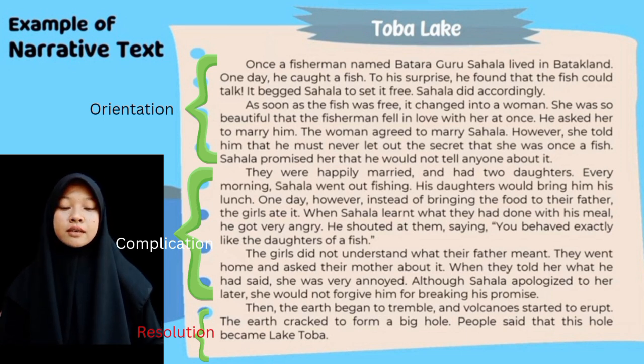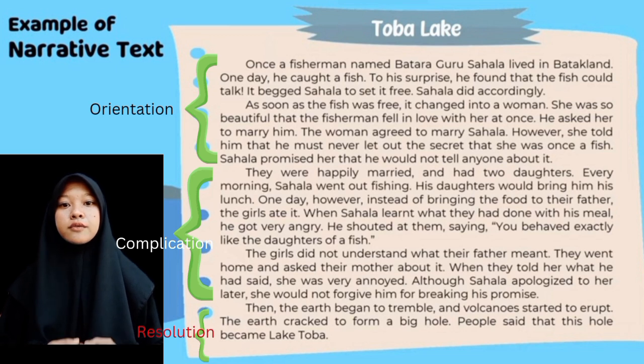The first and second paragraphs tell about the main character, daily activities, meeting with his wife, and their agreement. This part is called orientation. The next paragraphs discuss the life of the main character and his family. The problem arises when he called his son, indirectly breaking the agreement with his wife. The main character regrets and apologizes, but his wife could not forgive him. This section is a complication.